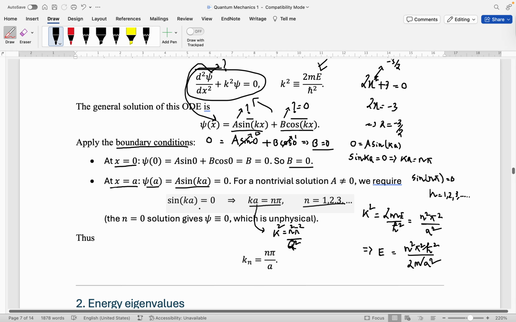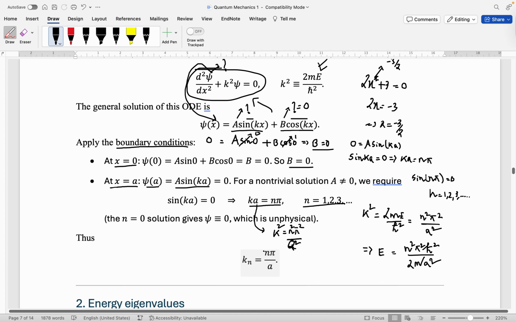So if sin ka is equal to 0, that means what should be k? Sine of pi, 2 pi, 3 pi, 4 pi are zeros. So sine of n pi is also equal to 0. That means ka must be equal to n pi, where n is equal to 1, 2, 3 and so on. So if you look here, we can find out k is equal to n pi divided by a. So we've got one result here.